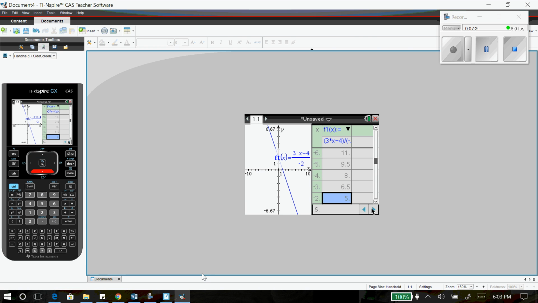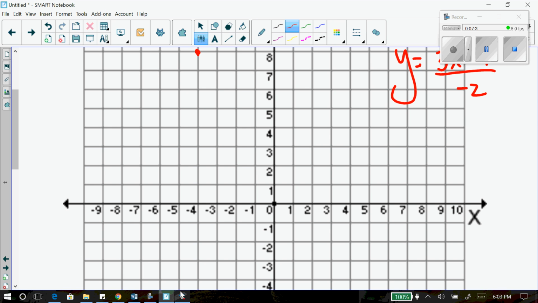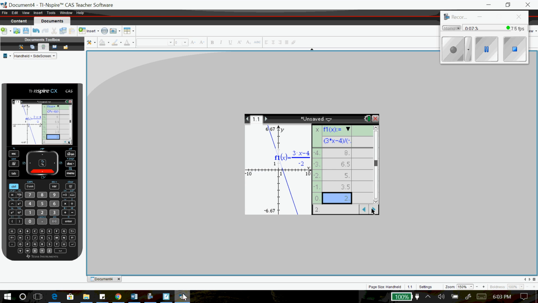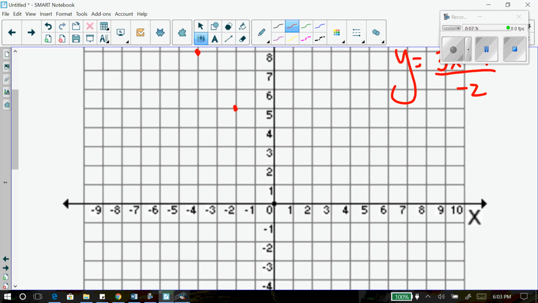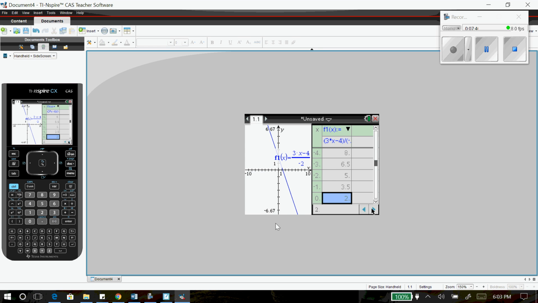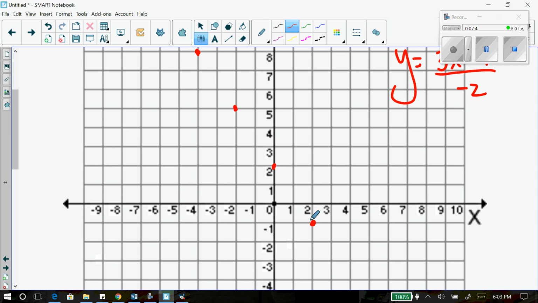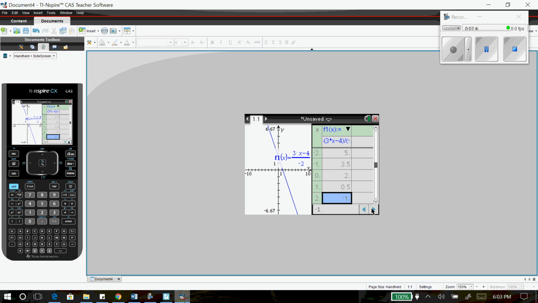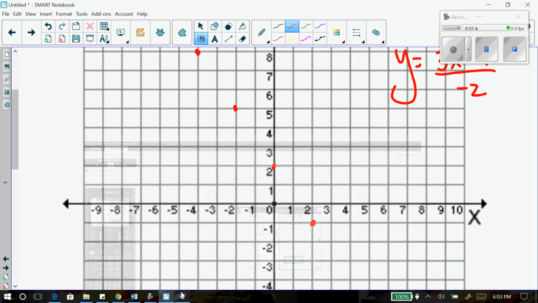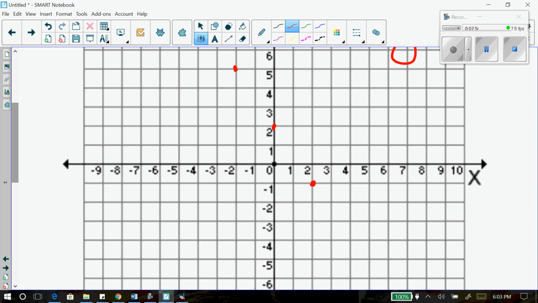I can graph -2, 5, so over 2, up 5, put a dot. I can graph 0, 2, put a dot. I can graph 2, -1, put a dot. I can graph 4, -4, and I'm probably sounding like a robot here, but over 4, down 1, 2, 3, 4.